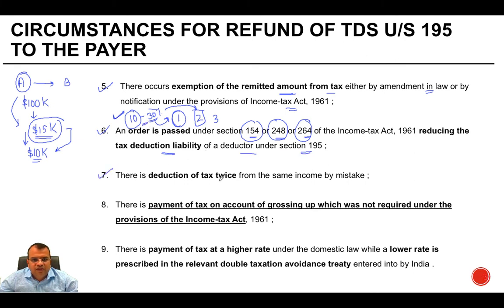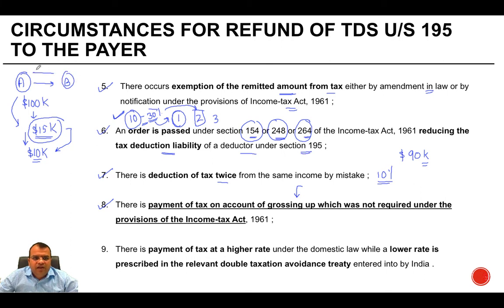There is deduction of tax twice from the same income by mistake, obviously, then it has to be refunded. There is payment of tax on account of grossing up, which was not required under the provisions of the Income Tax Act 1961. The concept of grossing up we will cover separately, but what this basically means is that in some contract, let's say for example the contract was for $90,000 and the TDS was at the rate of 10%.